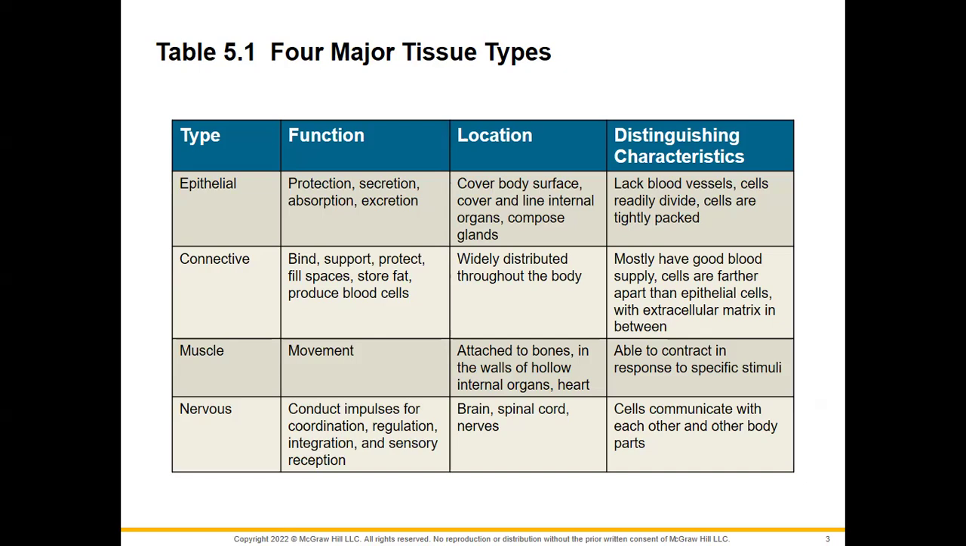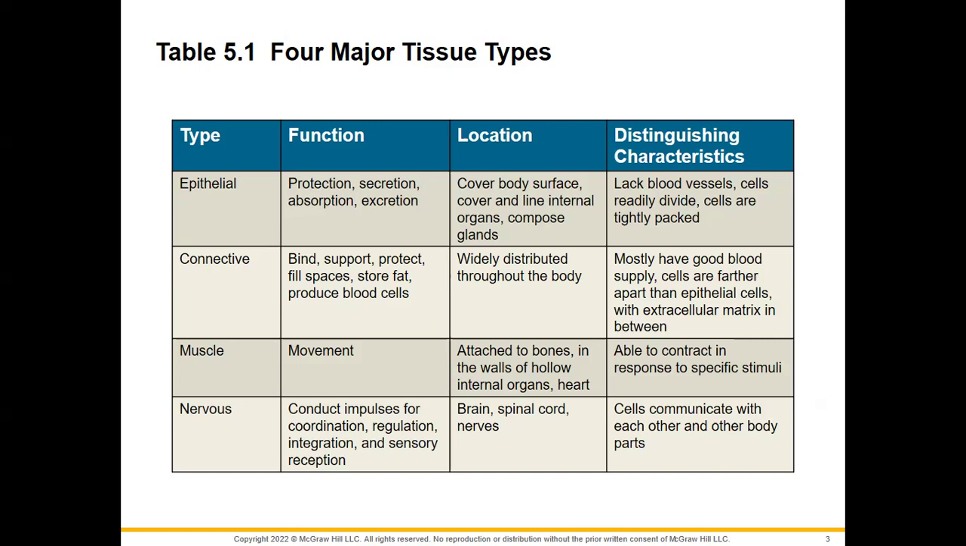So let's talk about epithelial tissue briefly. Epithelial tissues are going to be your protectors. Those are going to be where your secretions occur. You will be able to absorb things. You'll be able to excrete things. These are found in surfaces that cover the body. All right. So like your skin, but not just your outer surface, it also will line the internal organs. So on the outsides and the insides of your internal organs, you'll likely find these epithelial tissues.